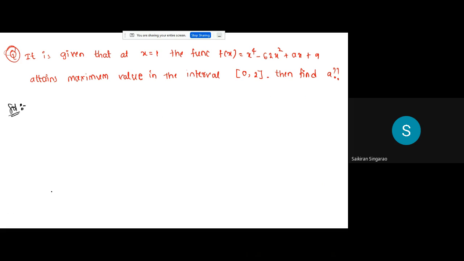So what is the f of x given to us? The f of x is x power 4 minus 62x square plus ax plus 9, right? So what will be f dash of x? The f dash of x will be 4x cube minus 124x plus a, correct? I differentiated this, and this is what I'm getting.